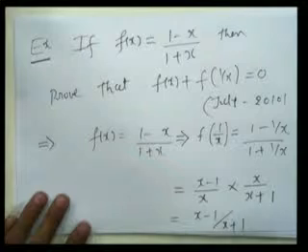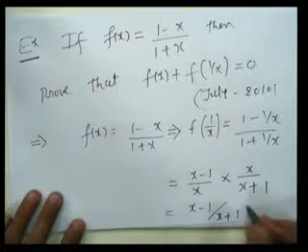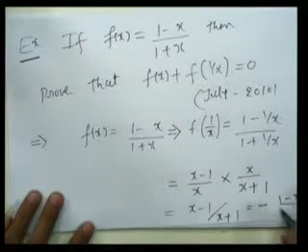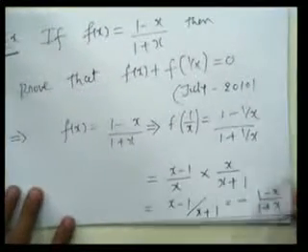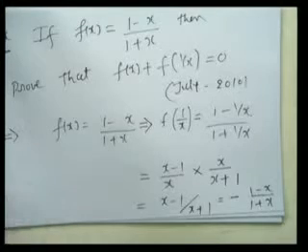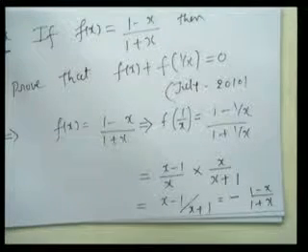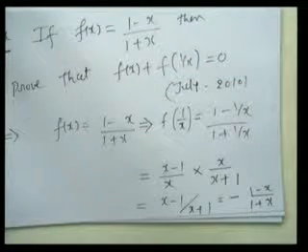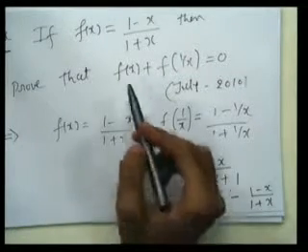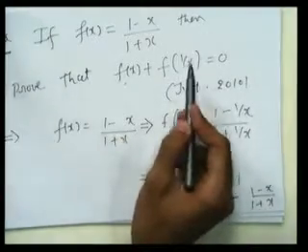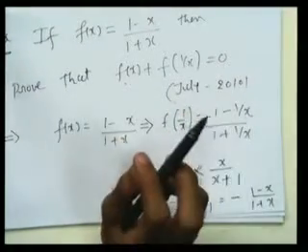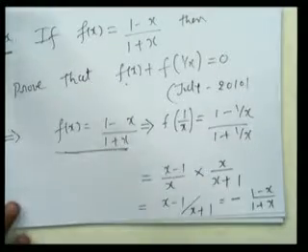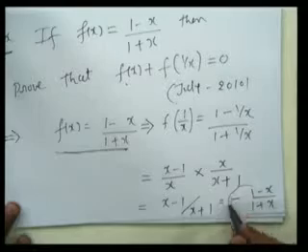If we put the minus sign outside, we will get minus of 1 minus x upon 1 plus x. So here we will get f of 1 upon x is equal to minus of 1 minus x upon 1 plus x, and here we want to prove that f of x plus f of 1 upon x is equal to 0. So we have now f of x is equal to this one, and f of 1 upon x is equal to this one.